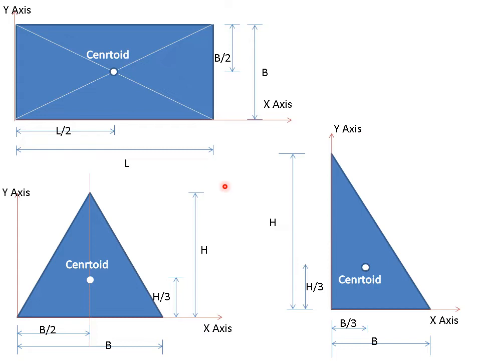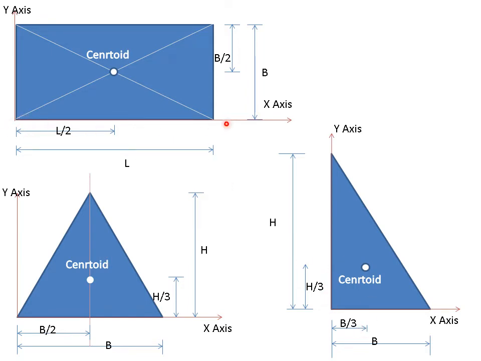We are studying centroid. Centroid means it is a geometrical center of any two-dimensional figure. Here some simple diagrams are shown: rectangle, isosceles triangle and a right angle triangle.